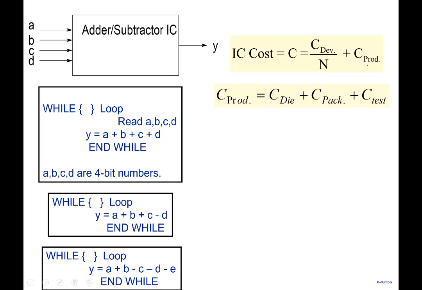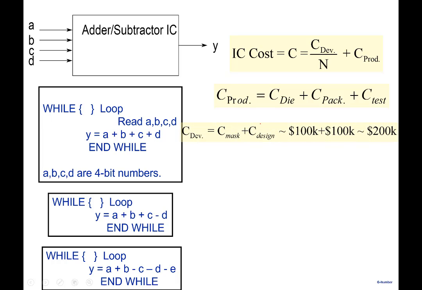The production cost, we had seen earlier in the very beginning. Production cost is related to the area of the IC, the die area. The die area will decide that cost. Then there's the packaging cost, and then of course the testing cost. So these will be determined by these 3 main components here. Let's look at the first one here.